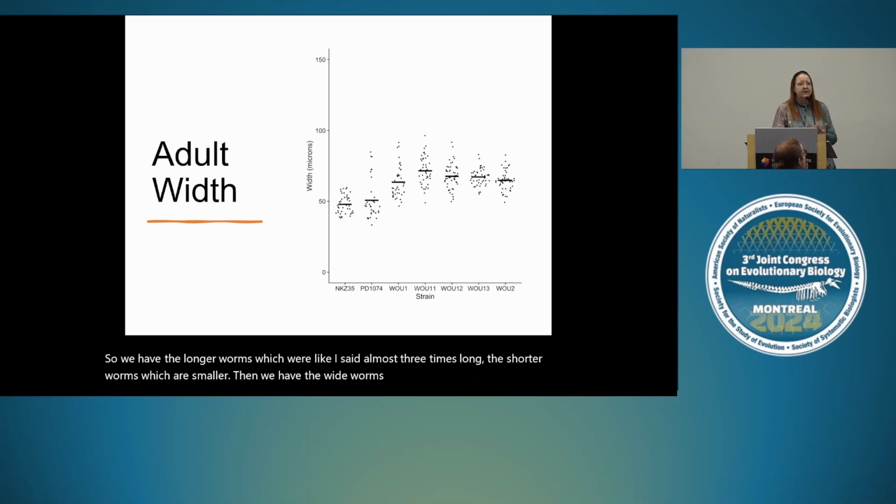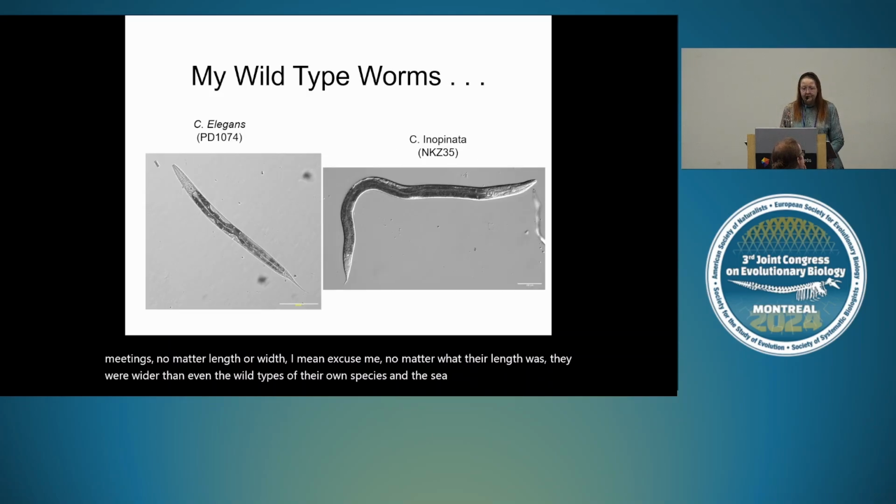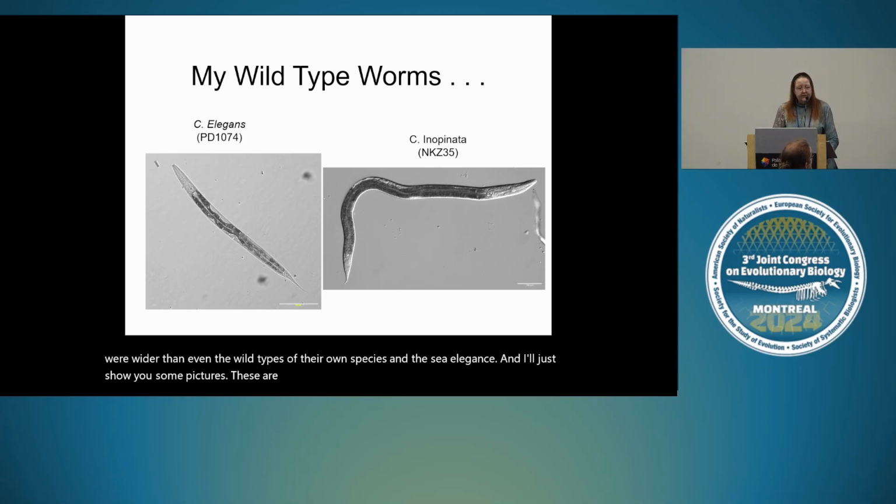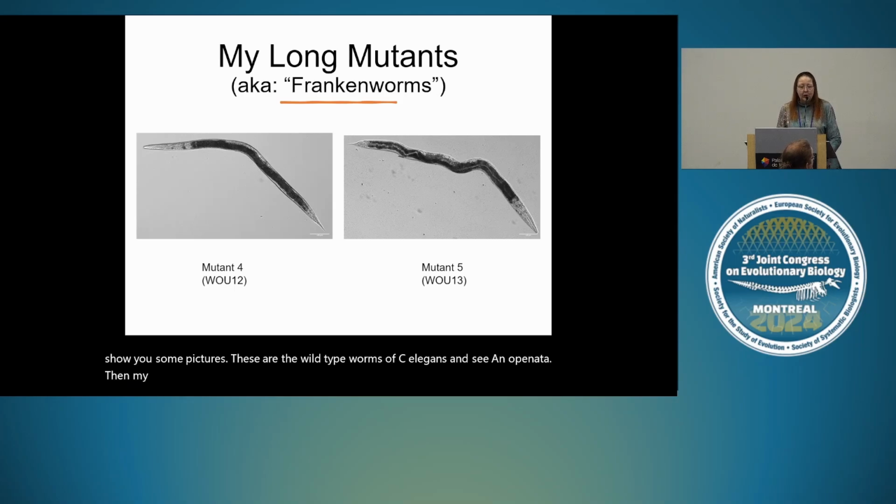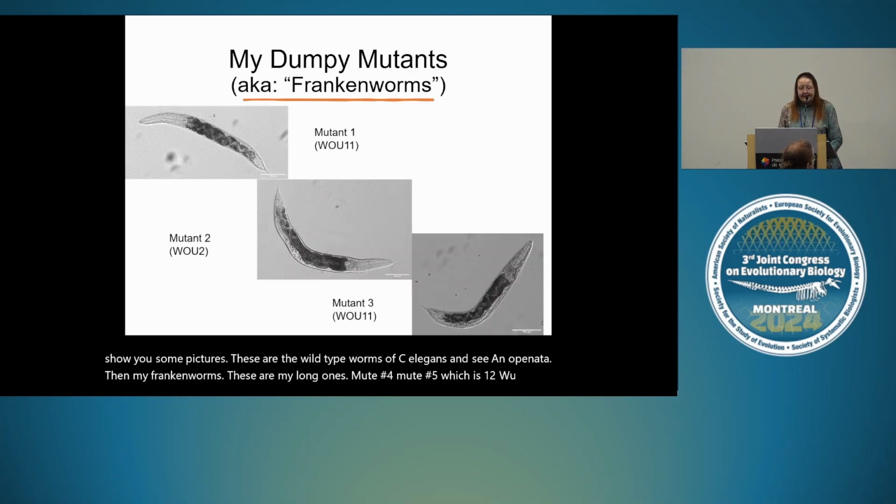I noticed immediately that all my mutants, no matter their length, were wider than even the wild types of their own species and C. elegans. And I'll just show you some pictures. These are the wild type worms of C. elegans and C. inopenata. Then my frankenworms. These are my long ones, mutant number 4 and mutant number 5, which are WU12 and WU13. My dumpy mutants, which are the little cashew ones. There is a typo on the first one. Mutant 1 should be WU1. Mutant 2, which is WU2. Mutant 3, which is WU3.